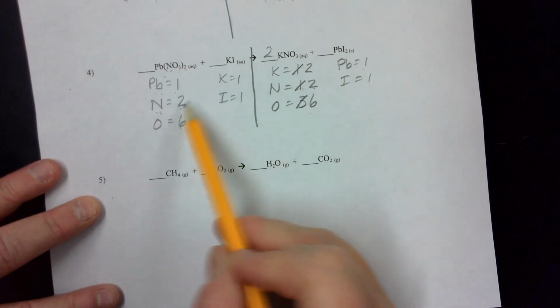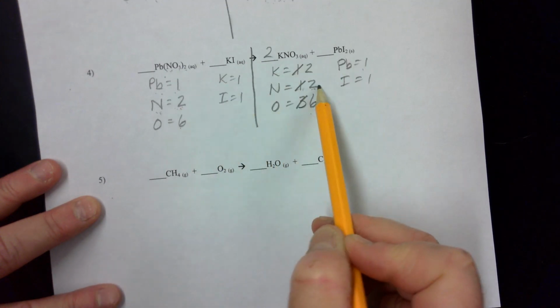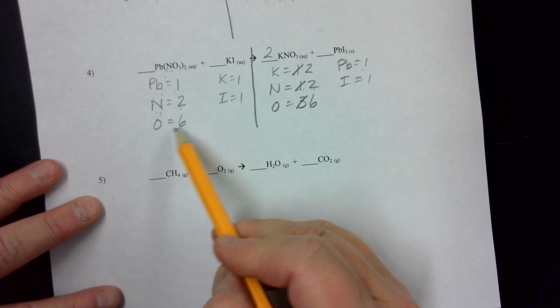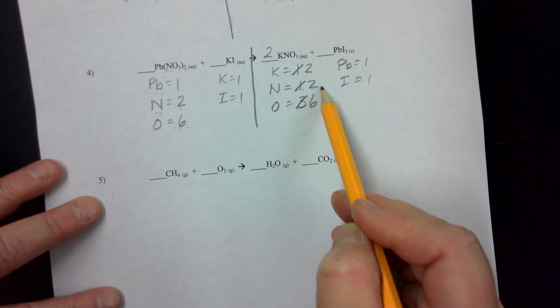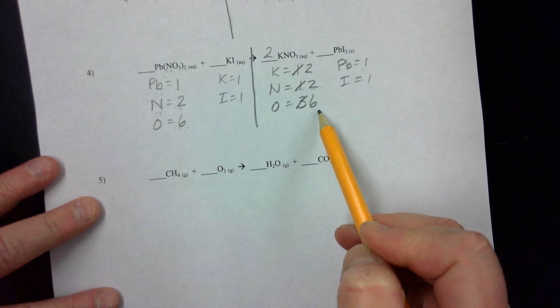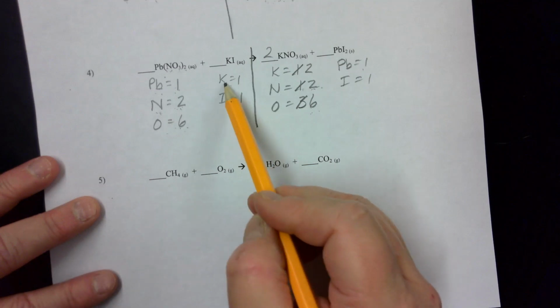And now I see that my nitrogens are fixed. My Pbs are still good. My Ns are now good. Let's see, how nice. Oxygen 6, oxygen 6. So fixing the nitrogen fixed the oxygen. So these 3 elements are taken care of. Now let's take a look at K and I.